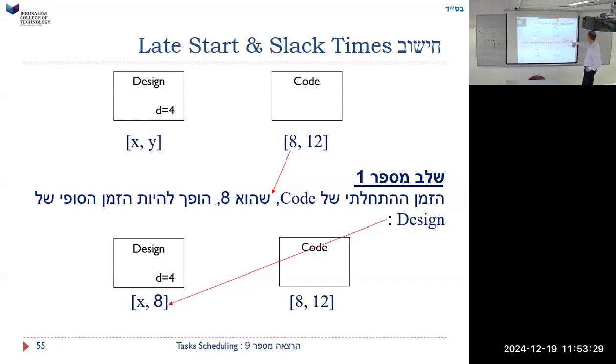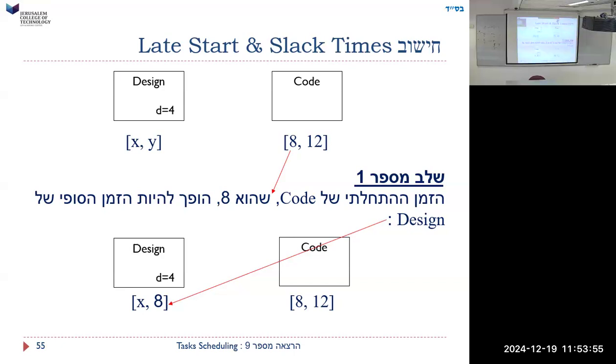First step. The beginning of code is 8. So therefore, that must be the end of design. Okay, so he's assuming that this is going to this, so it must be that it finishes at 8. Okay, that's pretty obvious. And therefore its start is 4. Okay, that's what he's gonna say. That's obvious, fine.